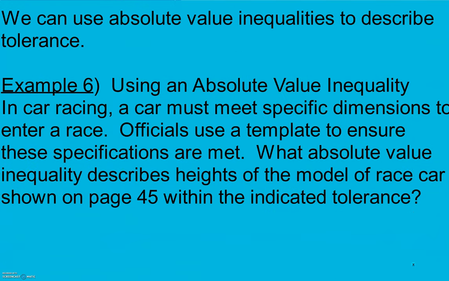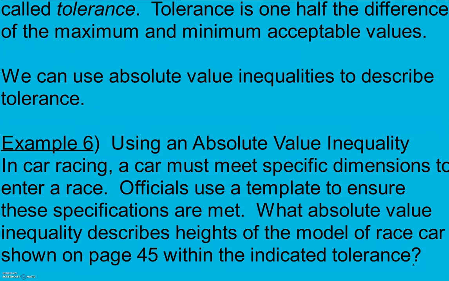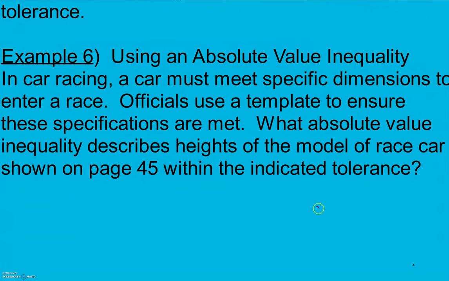So in car racing, a car must meet specific dimensions to enter a race. Officials use a template to ensure these specifications are met. What absolute value inequality describes heights of the model of race car shown on page 45 within the indicated tolerance? So on page 45, it tells us that the desired height is 52 inches. The minimum is 51 inches, and the maximum is 53 inches.